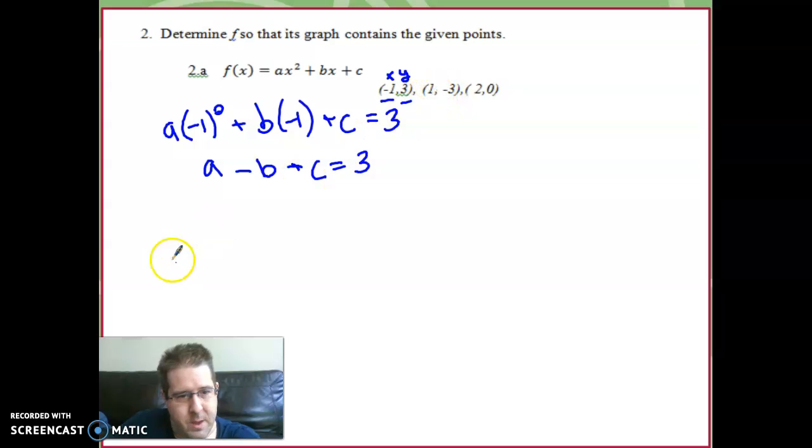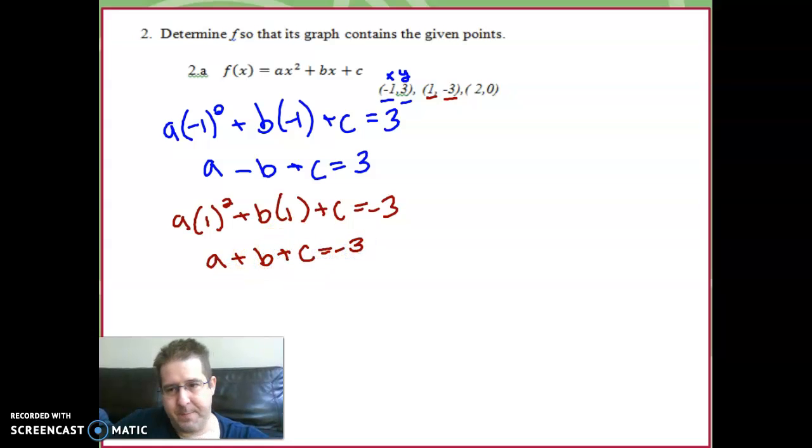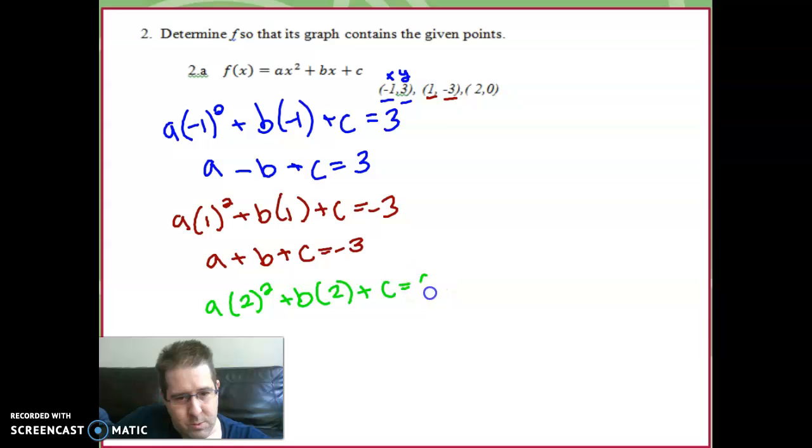I'm going to do the next one. This time I'm going to put 1 in for x and negative 3 in for y, or f of x, which is your y. So that's a times 1 squared plus b times 1 plus c equals negative 3. Simplify that: 1 squared is still 1, so that's 1a plus b plus c equals negative 3. One more: a times 2 squared plus b times 2 plus c equals 0. So 2 squared is 4, which gives me 4a plus 2b plus c equals 0.